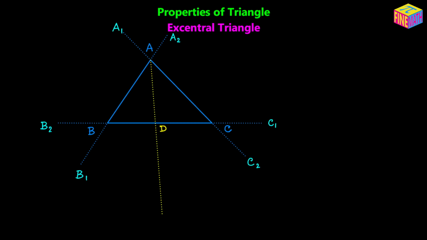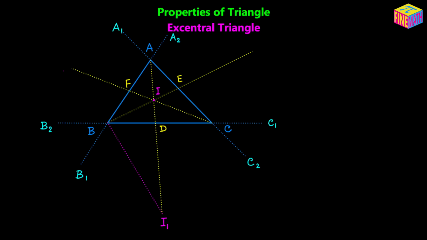Next, I am going to draw the bisector of the interior angle B, and let's assume BE is that bisector, and I have extended it so that we can draw the excenters. And finally, I am going to draw the bisector of the interior angle C. Let's assume CF is that bisector, and I have extended it so that we can draw the excenter number 3.